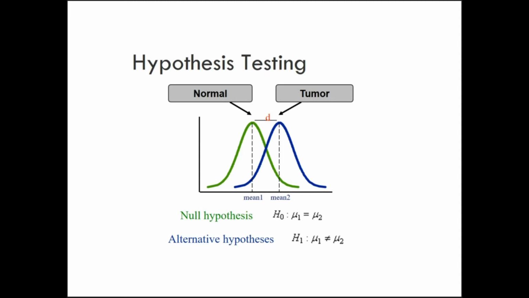The statistical test we call the t-test. The t-test is a hypothesis testing. Here is a normal and this is a tumor. They look at the differential expression gene and the means of the average. At the same time, they will look at their variations. So the null hypothesis, we think their means are kept the same. The alternative hypothesis, we think there is a difference.